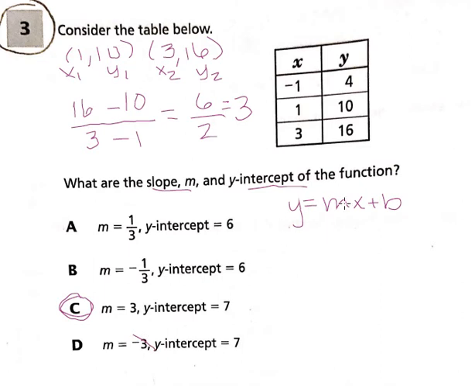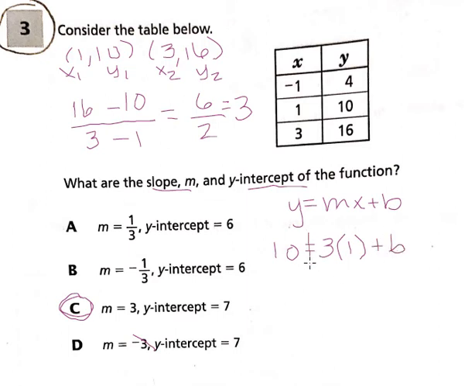So just for fun, I'm going to prove that the y-intercept is 7. I'm going to take one of my ordered pairs. I'm going to use (1, 10). So my y value here is going to be 10. I'm going to say 10 is equal to, well, the value of m here is 3, so I'm going to do 3 multiplied by my x value in this problem, which was 1, plus b.